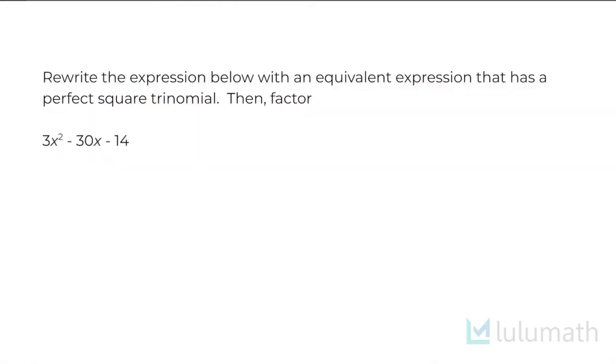So in this next example, we're asked to rewrite the expression below with an equivalent expression that has a perfect square trinomial, and then we want to factor it. So we've got 3x squared minus 30x minus 14. Now in all the examples that we did at the beginning, the a values were all 1, but if you look here, our a value is 3.